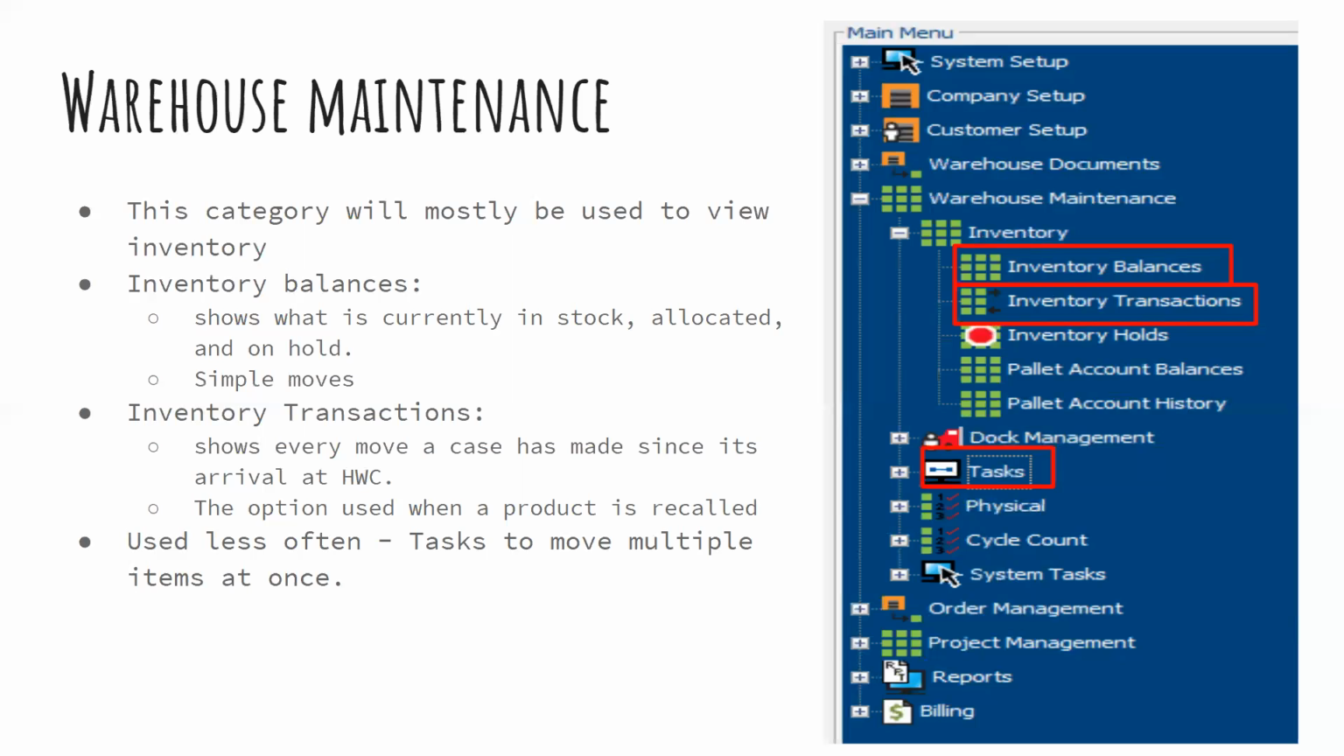A little less often we use the task option, and we could use this option to move multiple items at once. For the single SKU lot combinations in inventory balances as a simple move, if there were more than one SKU lot combination that needed to be moved, we can move all of them at once in the task option. Again, that option isn't used very often, but it is a possibility.